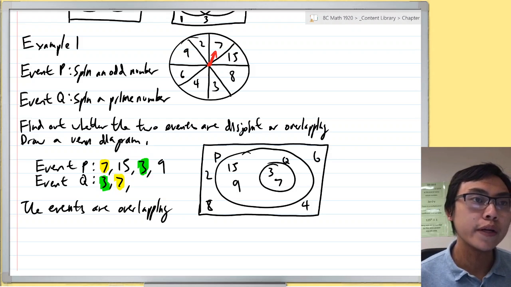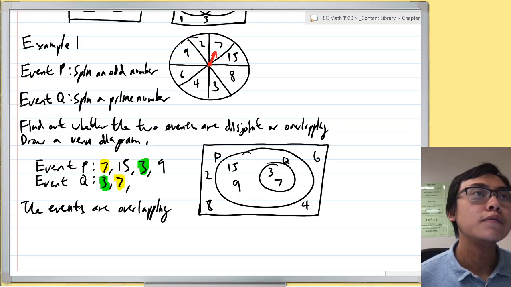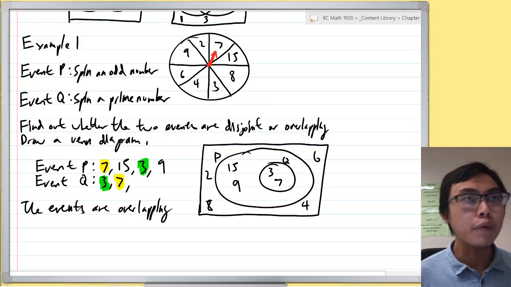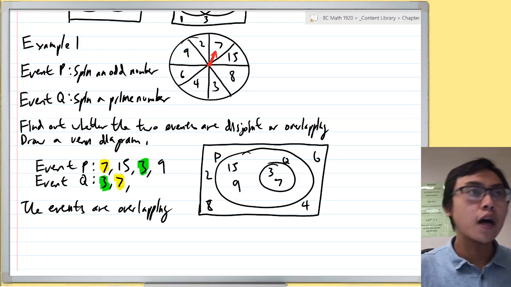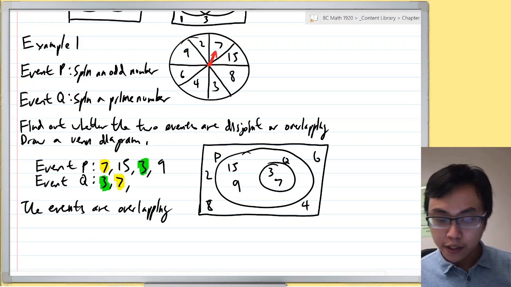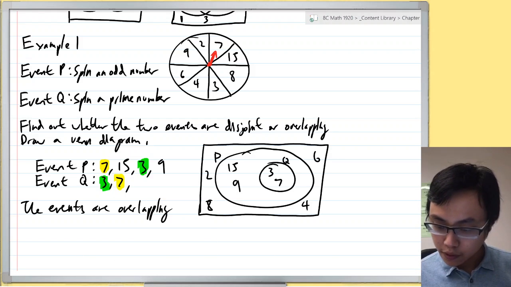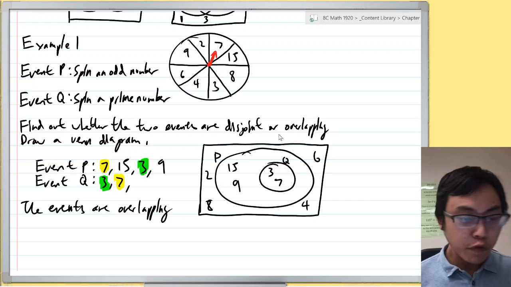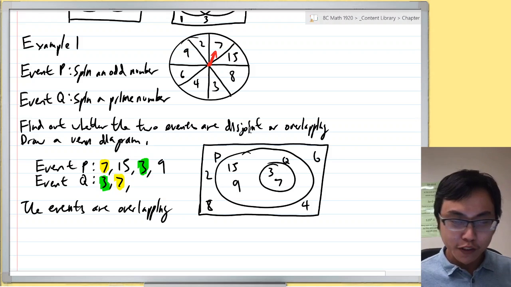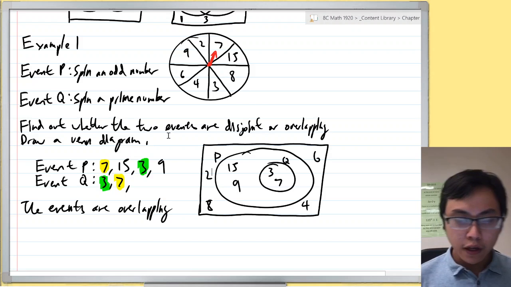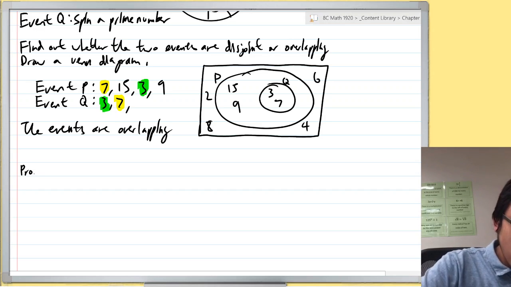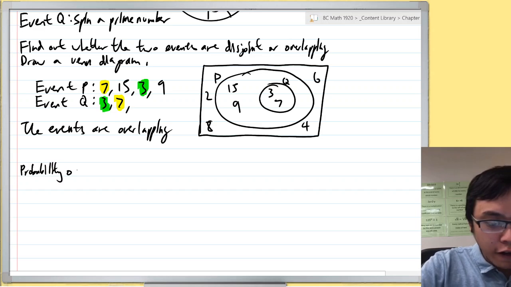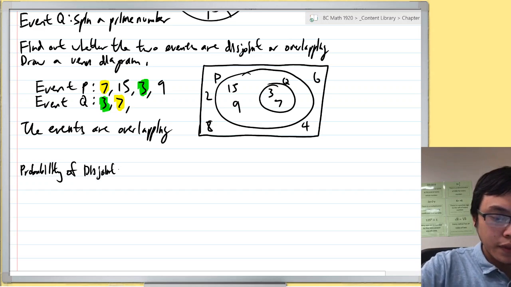So let's do one more example. Okay, we can talk about the probability of disjoint events. So let me just quickly copy the question. I think it's probably easier if you can see the question below. Now, before I go into the next example question, I need to talk about something called probability of disjoint events. So this will be the next subsection, probability of disjoint events.